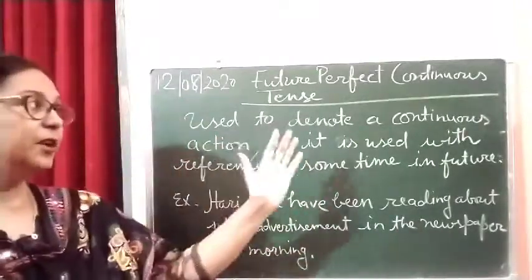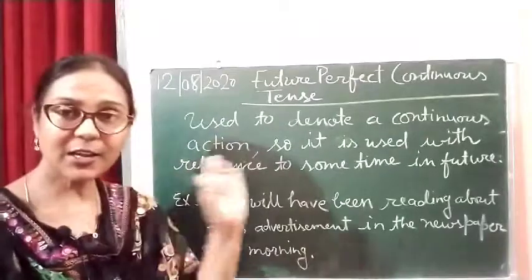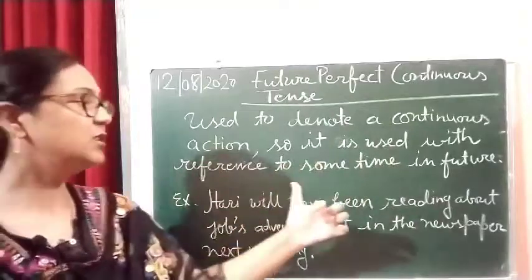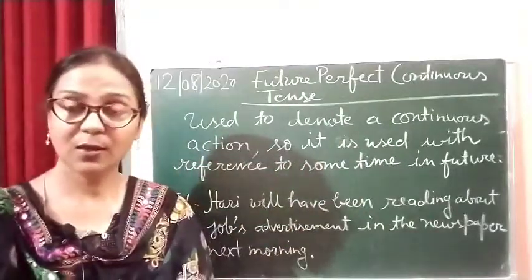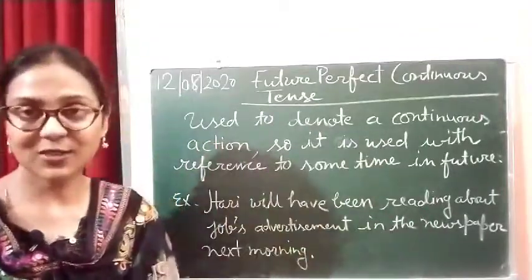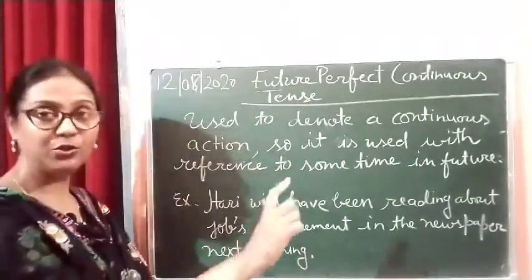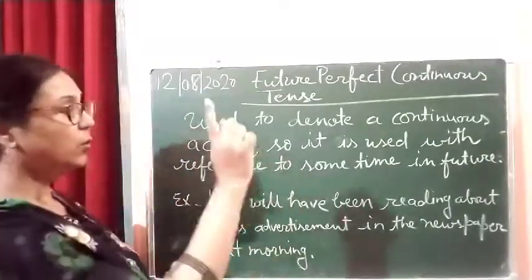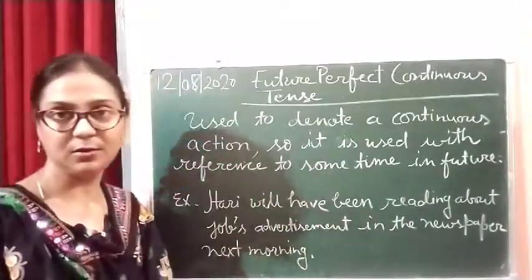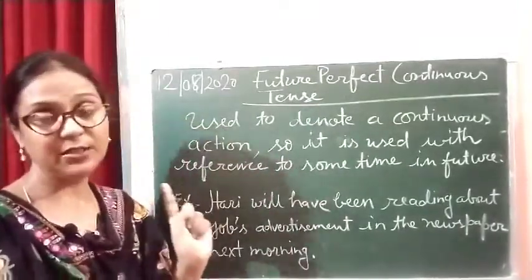Now, future perfect continuous tense is used to denote a continuous action. The action which is going on continuously is used with reference to some time in future. So this we have to always keep in our mind. It will be completed at some time in future, but it is continuous in motion. So that we are always keeping in mind.